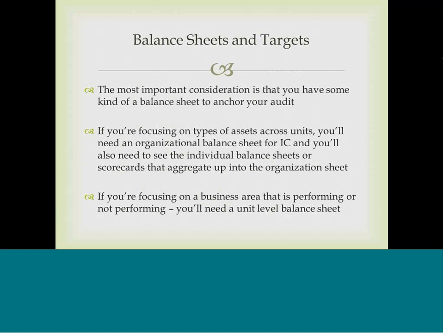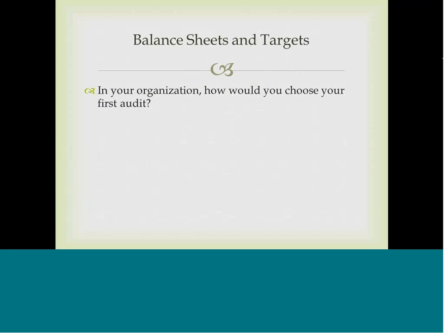So the most important consideration is that you have some kind of a balance sheet to anchor your audit on. So if you're focusing on types of assets across units, you'll need an organizational balance sheet for intellectual capital, and you'll also need to see that the individual balance sheets or scorecards for people and units aggregate up into the organizational sheet. If you're focusing on a business area that is performing or not performing, you'll need a unit-level balance sheet. And depending on the reason it's not performing, you may need individual balance sheets.